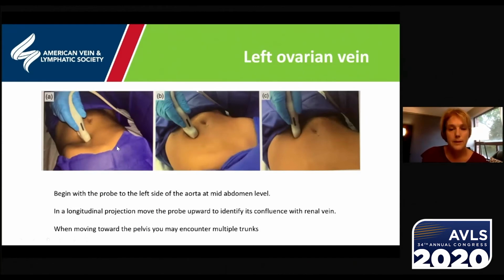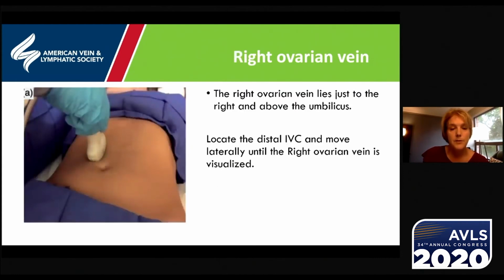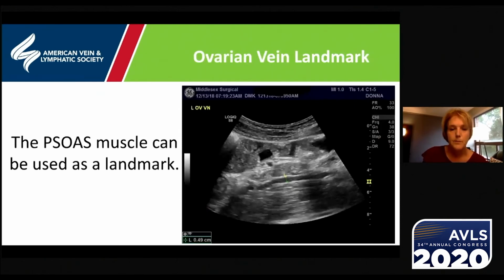Probe placement for the left ovarian vein, and just note again how far it is from the umbilicus, and probe placement for the right, and you can see it's much more midline. My favorite landmark to use is the psoas muscle. You can see the psoas muscle here. You can see the beautiful striations of that muscle. It shows up quite nicely on your ultrasound. And then that ovarian vein just courses right along that anterior wall of that psoas muscle.